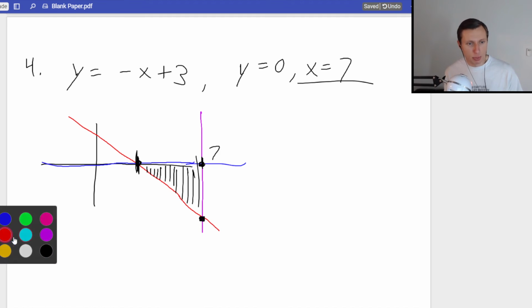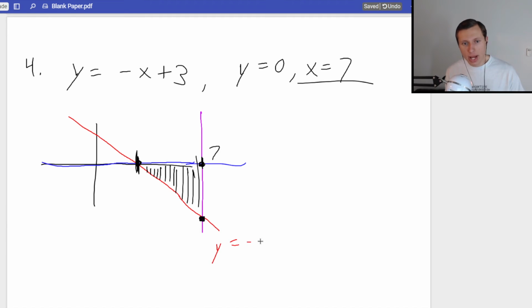I forgot to label these points again. The red is y equals negative x plus 3. The blue is y equals 0. It's also the x-axis.